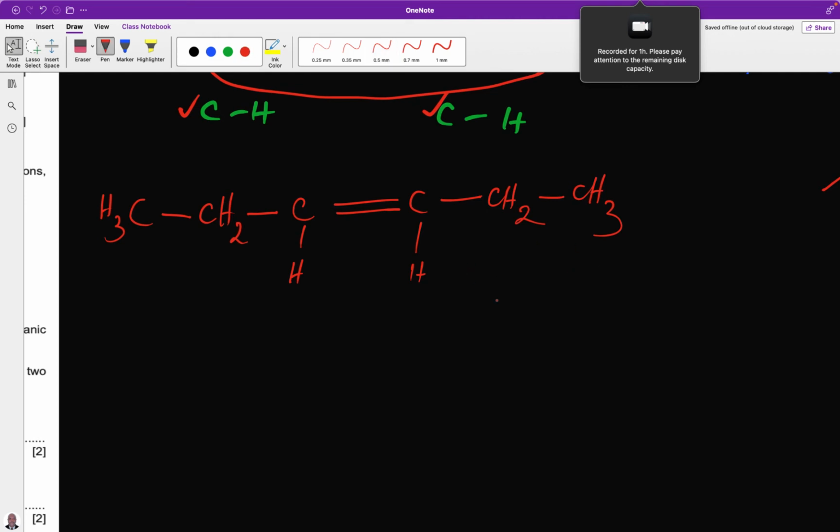Why? If it undergoes oxidation, what will happen there? There will be a splitting here under the harsh condition, hot and concentrated acidified manganate 7. It will split there, and the result will be this one. The result will be H.